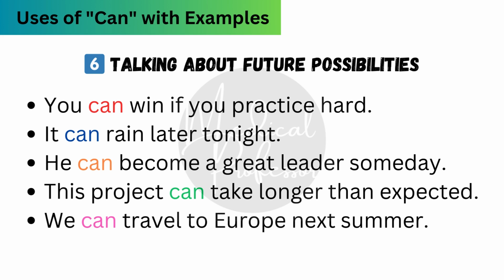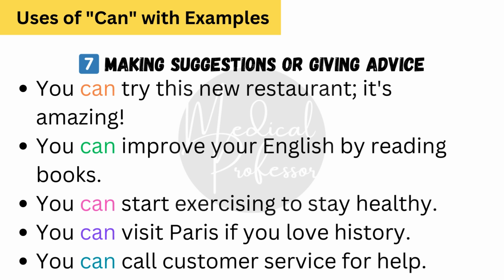Number 7, making suggestions or giving advice. Can is used when offering suggestions or giving friendly advice. For example, you can try this new restaurant. It's amazing. You can improve your English by reading books. You can start exercising to stay healthy. You can visit Paris if you love history. You can call customer services for help.